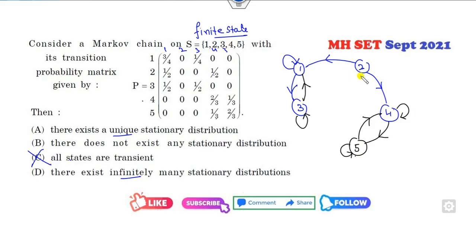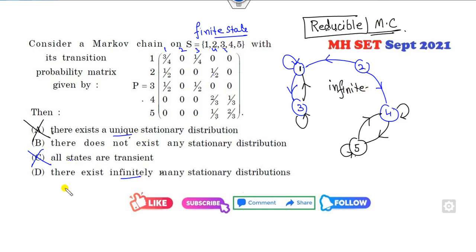Now, clearly say, can you start from 1 and reach each state? No, because you can never reach from 1 to 2. That means this chain is reducible. Fine. So this is a reducible Markov chain. Once it is reducible, the unique distribution is ruled out. So how many stationary distributions? You have infinitely many stationary distributions. That is the right answer to this problem.